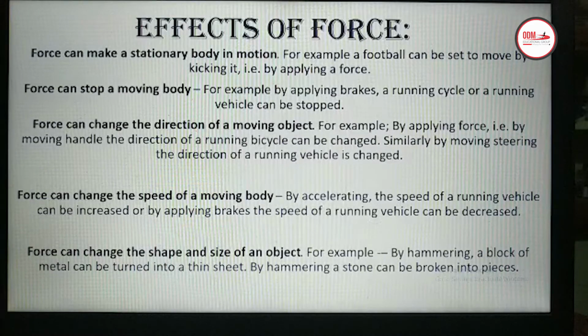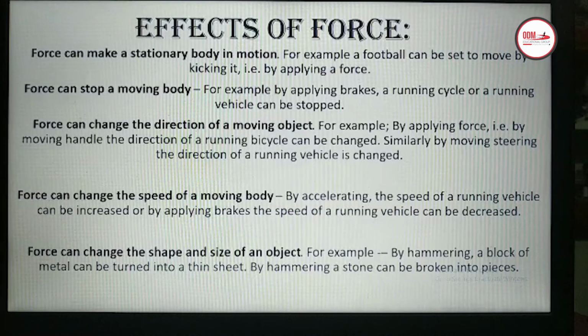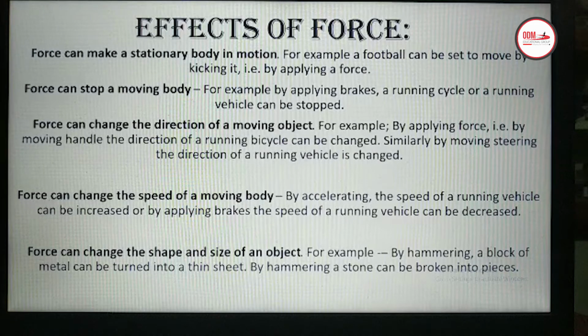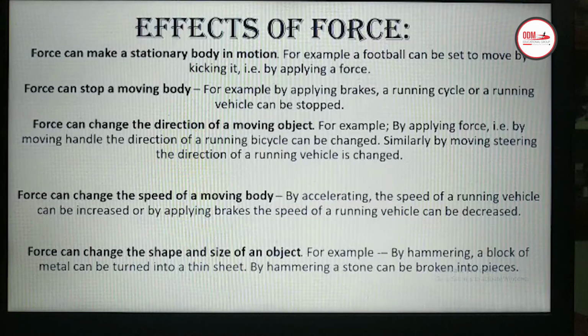Then the next one, force can stop a moving body. That means if the ball is moving and the fielder wants to stop that ball, then he will apply the force in the opposite direction. Otherwise, you are riding your bicycle and you want to stop at a certain destination. You have to apply the brake so that the bicycle will come to rest. In that case, the force can stop a moving body.